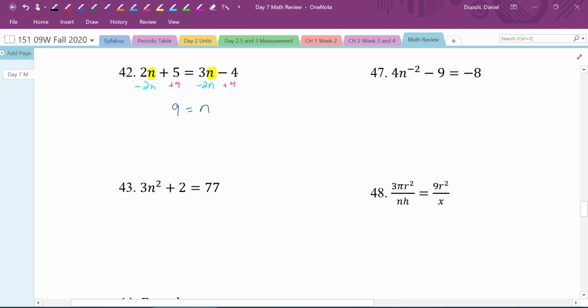43. Well, here's n. Okay. First thing up, minus 2. So then I get 3n squared equals 75. Well, divide by 3. So then I get what n squared is: 25. Square root both sides. So that gives me n is equal to plus or minus 5, right? Plus or minus 5, because negative 5 times negative 5 would work.